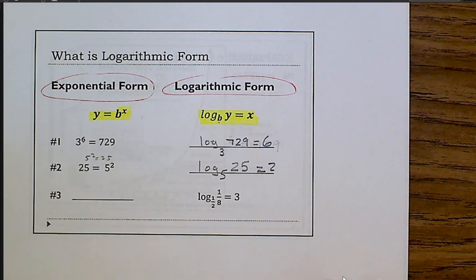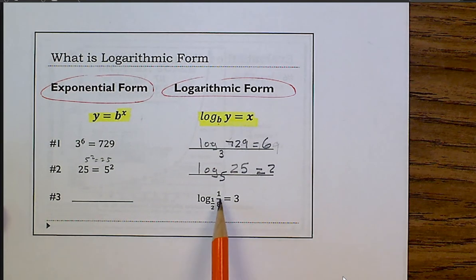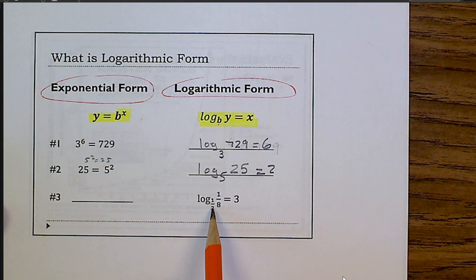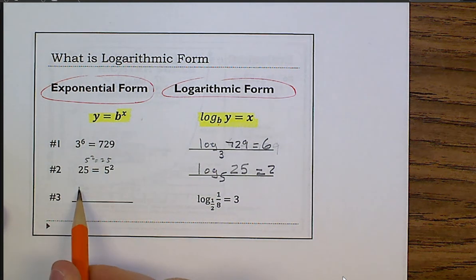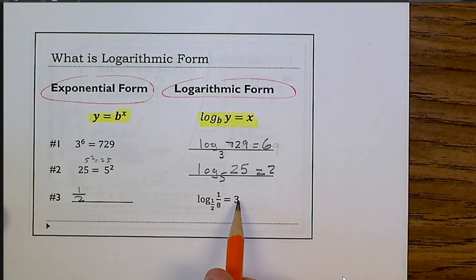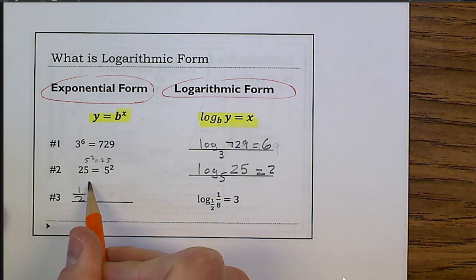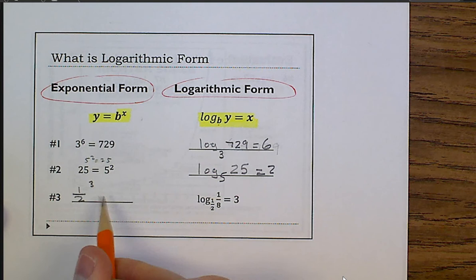So now we're going to go backwards. So this we want to translate into exponent form. So we would say, I just read this out loud, what power on 1/2 gives me 1/8? What power, which is 3, logarithms give you exponents, what power on 1/2 gives you 1/8? And that's how you would convert it.